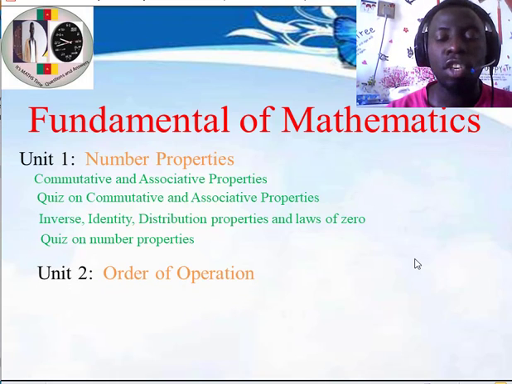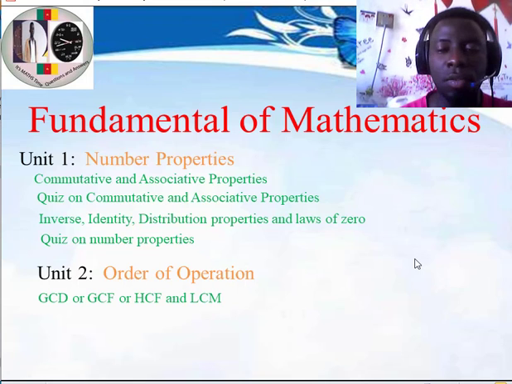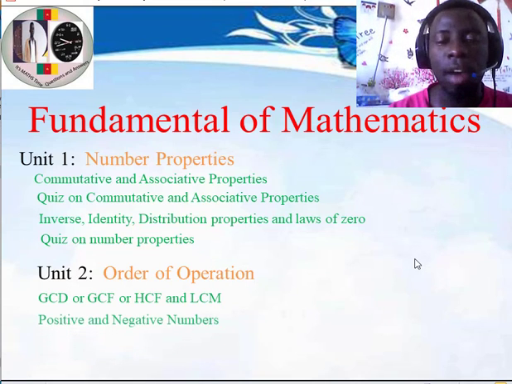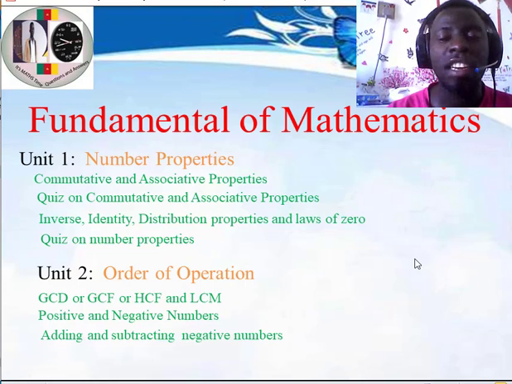Then we are going to see unit 2, which talks about order of operations, and here we are going to be looking at GCD, GCF or HCF and the LCM, where GCD simply means great common divisor, great common factor, and the highest common factor, while LCM will be talking about the least common multiples of a number. From there we are going to be looking at positive and negative numbers and how to handle them, how to add and subtract negative numbers.